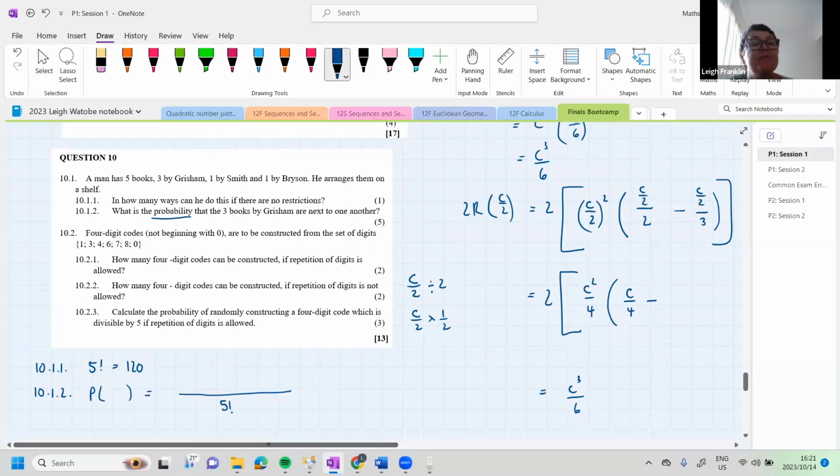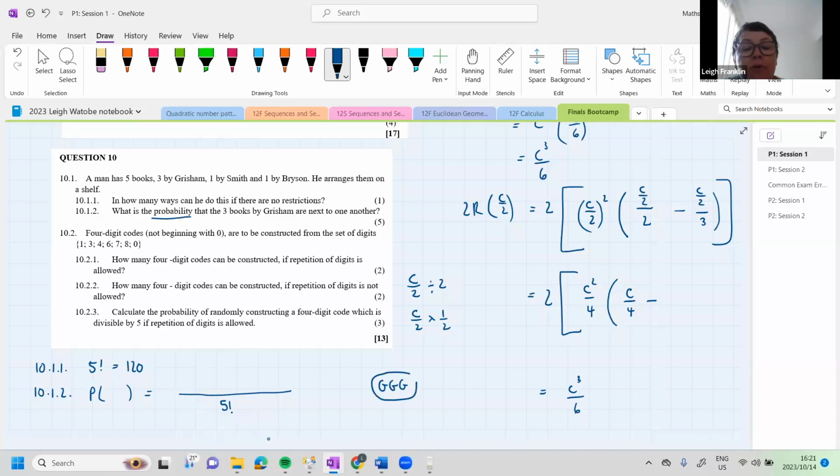Now, as far as the numerator is concerned, they've given us a restriction here, and they've said that the books by Grisham have to be next to one another. So Grisham, Grisham, Grisham have got to be together. So we put them together and we group them, we put a circle around them. And then we've got a book by Smith, and then another book by an author called Bryson.